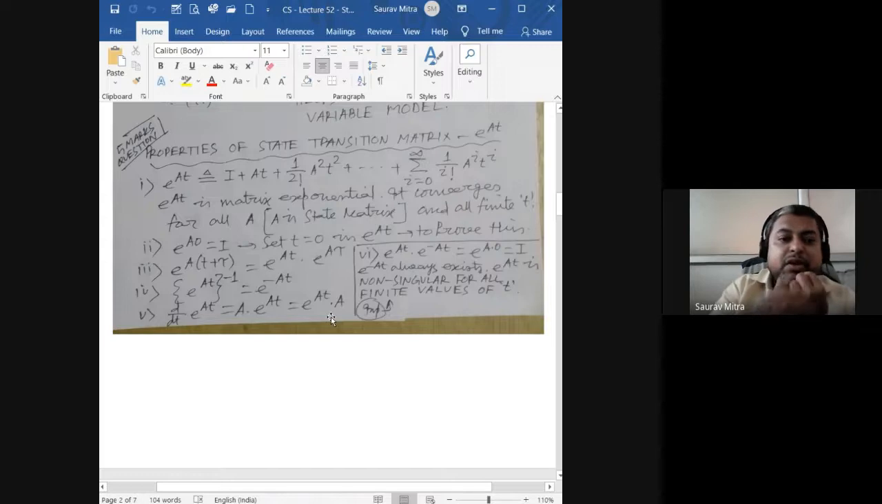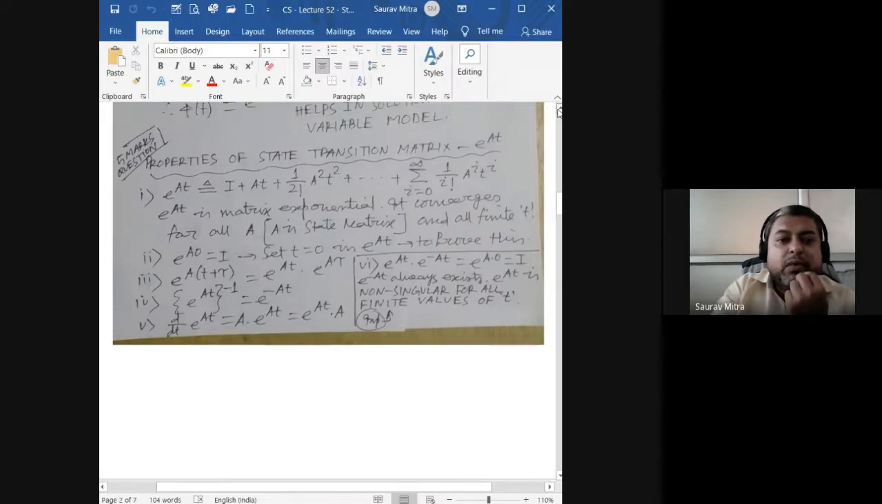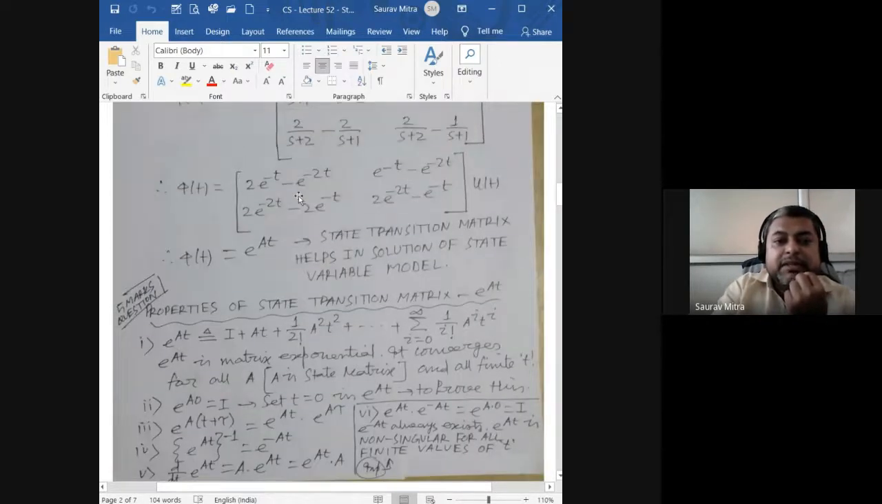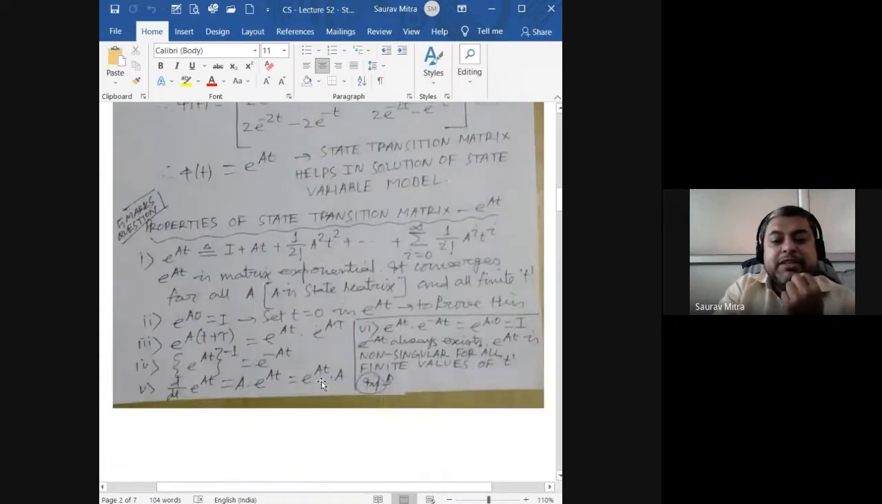So differentiation of state transition matrix, that means whatever thing you have found out here, that is 2 e raised to minus t minus e raised to minus 2t and all, d/dt of phi t is equal to differentiation of this, and that will be equal to A into e raised to minus t or e raised to minus t into A. Okay, so this is pre-multiplication, post-multiplication, all these things you should know in case of matrix. So either you pre-multiply e raised to At by A or you post-multiply e raised to At by A. Both the things will be same as long as e raised to At is a state transition matrix.